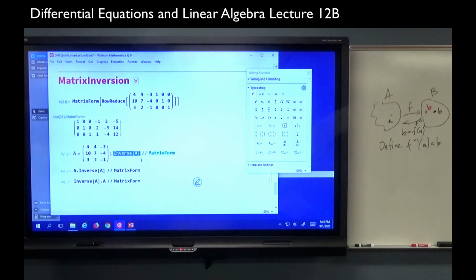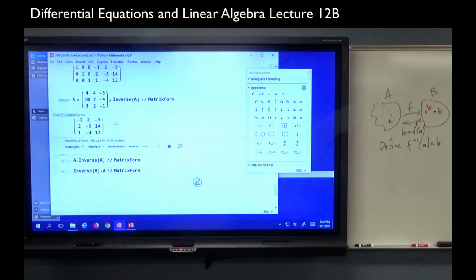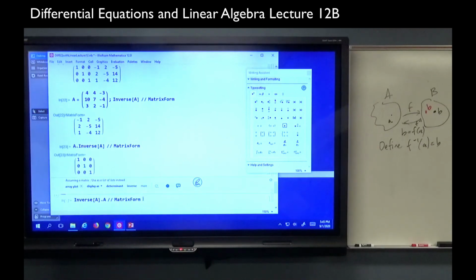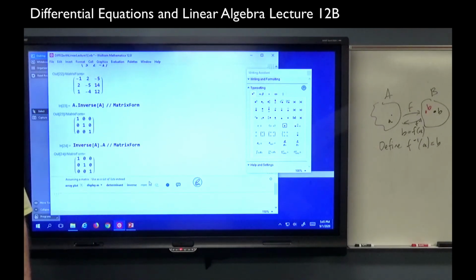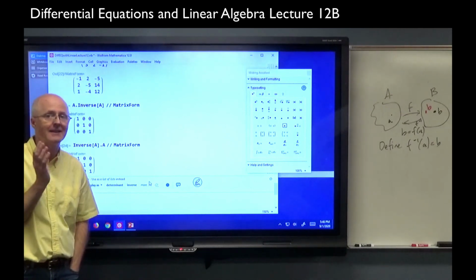Inverse[A] will also find A inverse. Notice that this matrix is the same as this matrix. And we can check that the product of these things gives you the 3 by 3 identity matrix. Notice again the product is done with a dot, not a star. Okay, that's essential to realize.